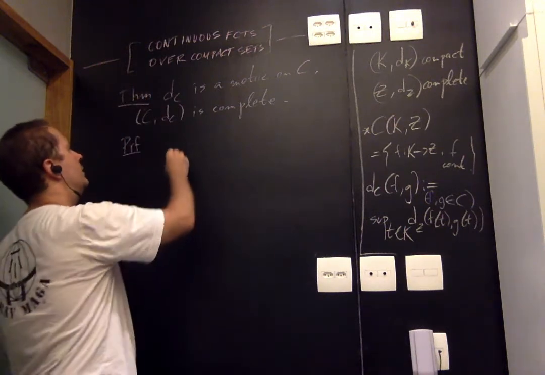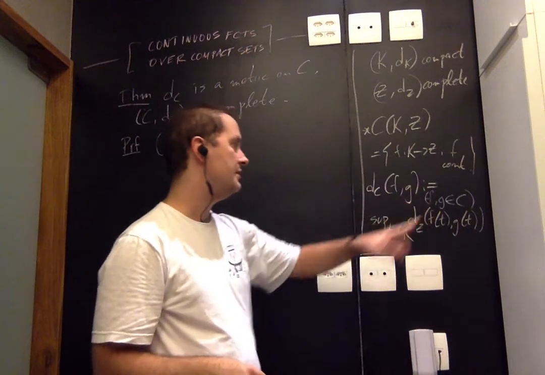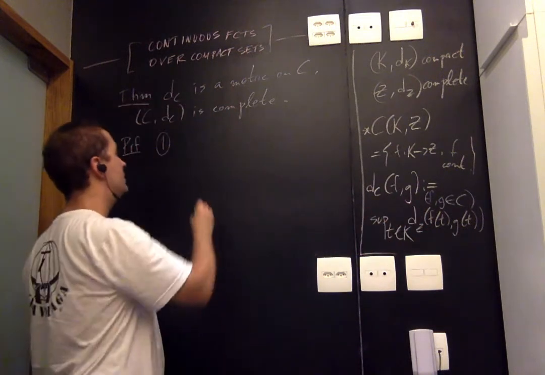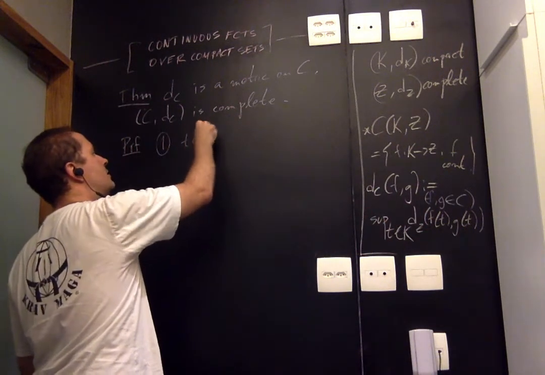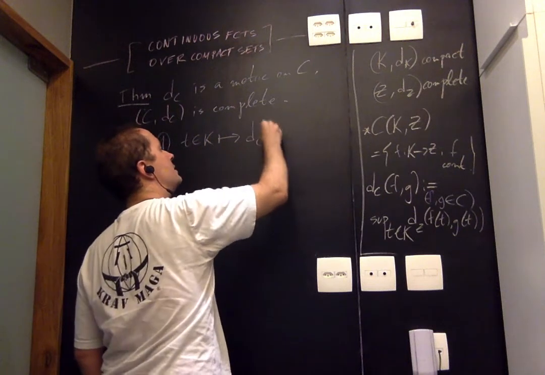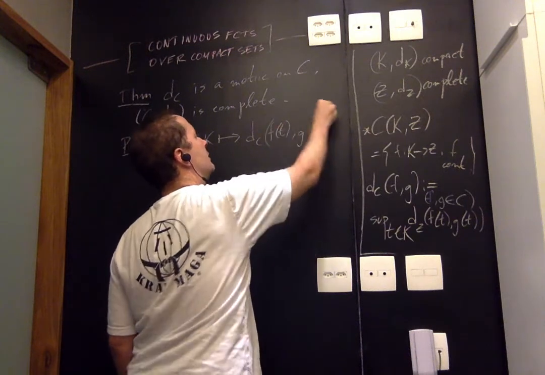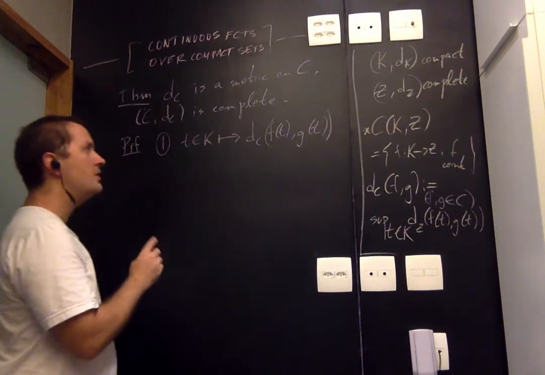Okay. So thing number one, I want to prove that for all f and g in C, this supremum is bounded. And what I'm going to note is that this function that takes t and maps it to the distance between f of t and g of t, remember that f and g are fixed, I'm going to argue that this function is continuous.